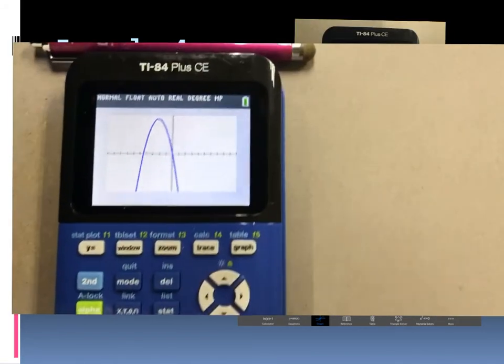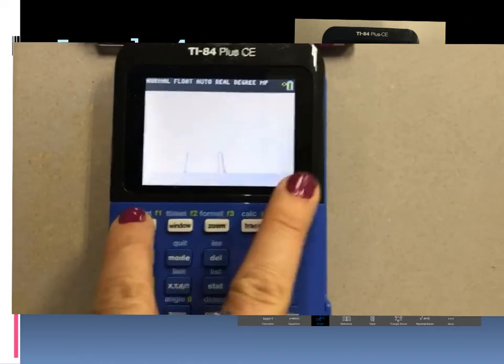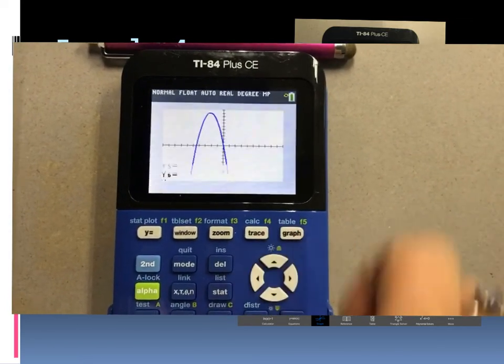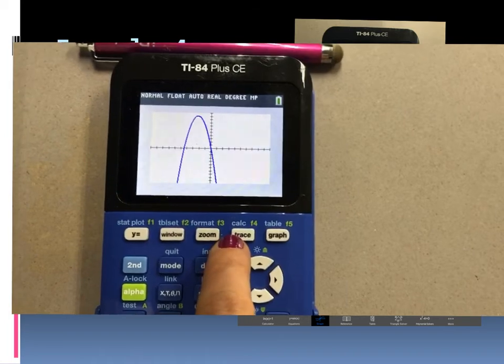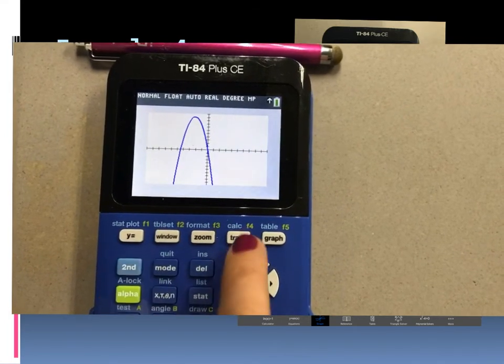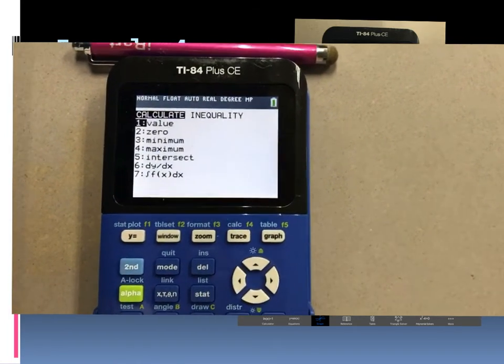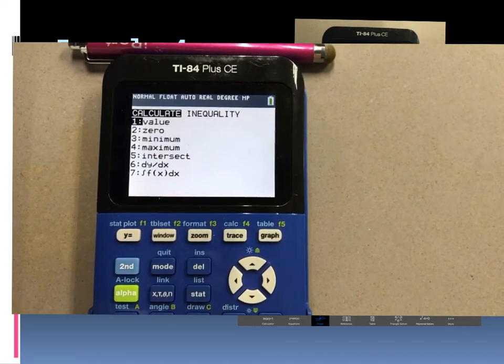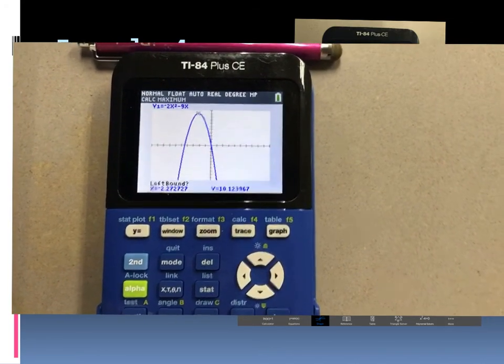Okay, so I graph the function. I hit the y equals, I entered in the function, and then I hit graph. And then there's a button that says calc above your trace button. If you hit second trace, you get this calc menu. If you hit 4, so we're trying to find the max, I hit 4 to find the maximum.